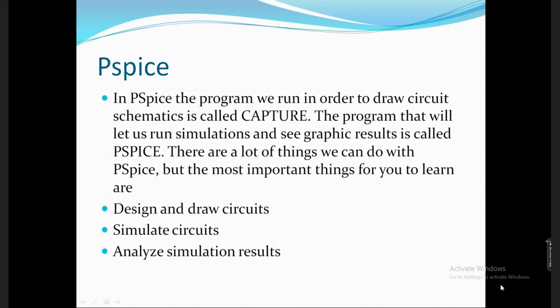Next, the PSpice software. In PSpice, the circuit or the schematic is drawn in a software called Capture. After designing our required circuit in Capture, we are going to simulate it using the PSpice Simulator. In the PSpice Simulator, we get the graphical representation of the circuit we have designed in the Capture software. PSpice can be used to design and draw the circuit, to simulate the designed or drawn circuits, and then we can analyze the results of these simulated circuits.